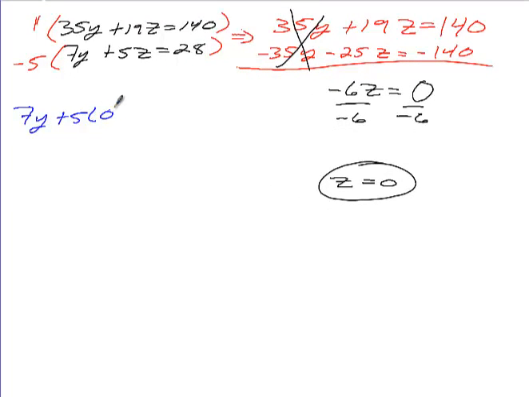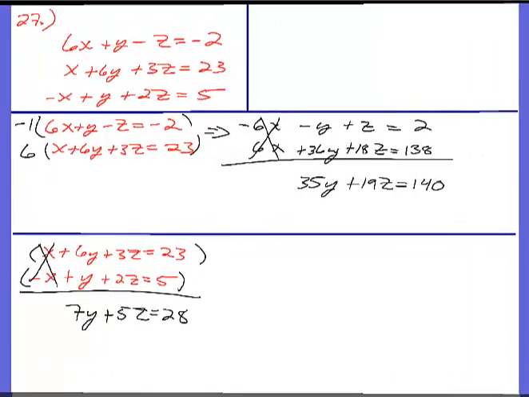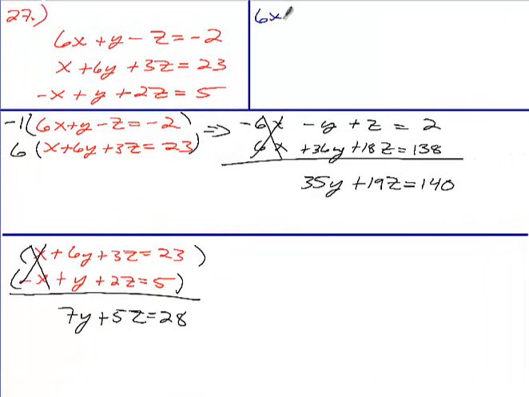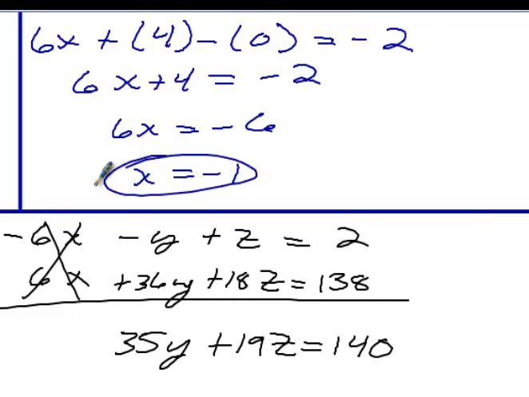7y plus 5 times 0 equals 28, which means that 7y equals 28, so y equals 4. Everybody good with that? So plug in your y and your z into one of the originals. 6x plus y is 4, z is 0, equals -2. Gets you 6x plus 4 equals -2. 6x equals -6. X equals -1.